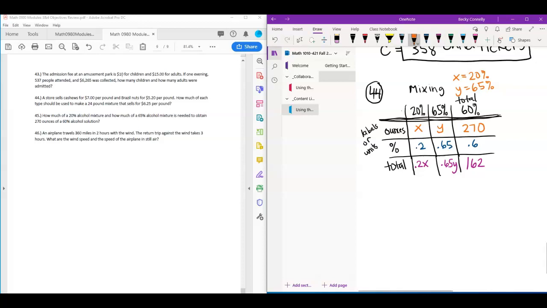All right, so my top equation, right, my x plus y equals 270. And my second equation is 0.2x plus 0.65y equals 162. All right, so now I have my two equations. Now I can either solve by substitution or by elimination. Since I'm dealing with these decimals here, I usually would rather do substitution for that.